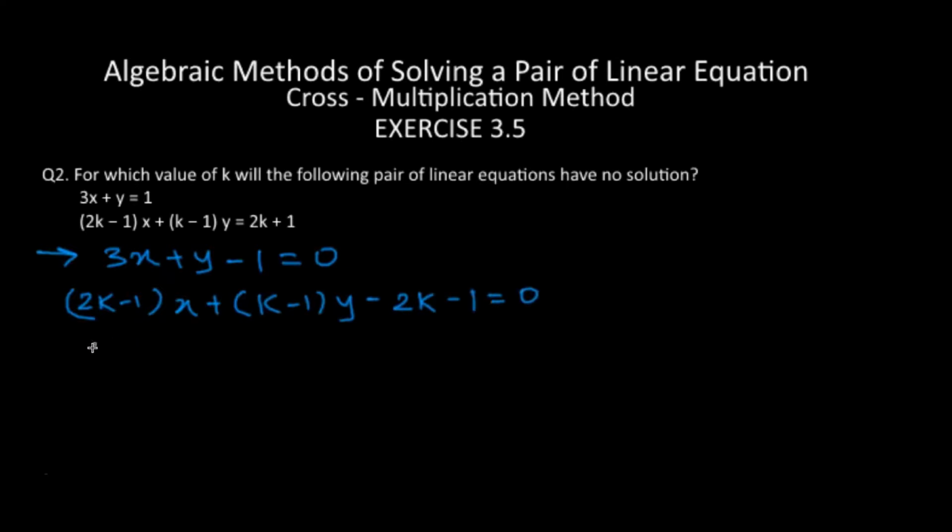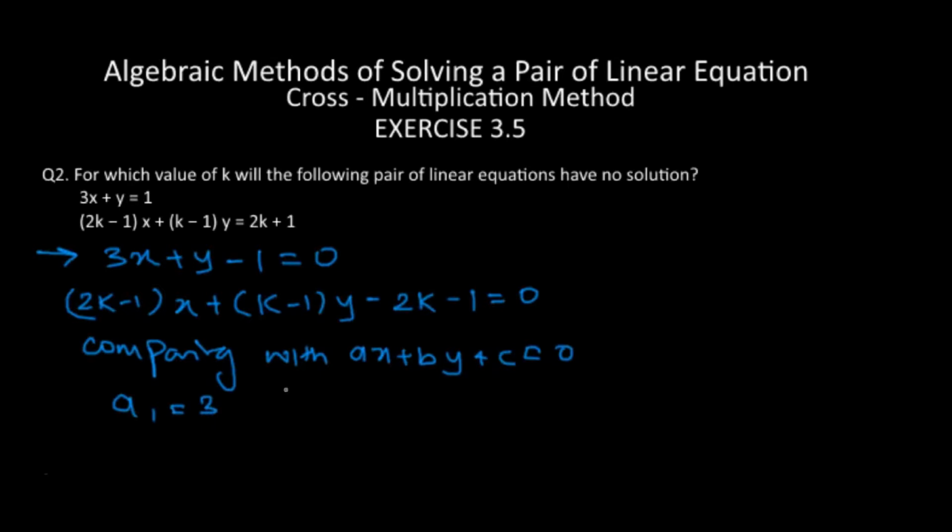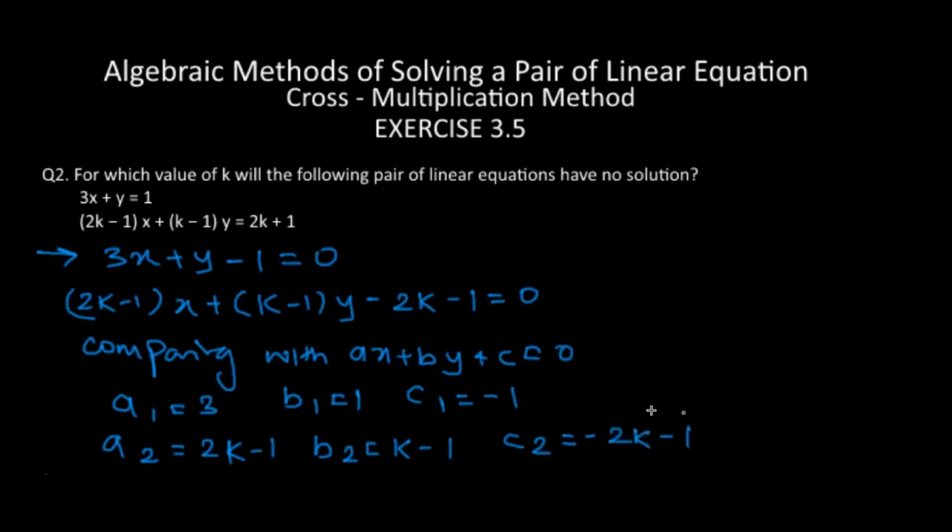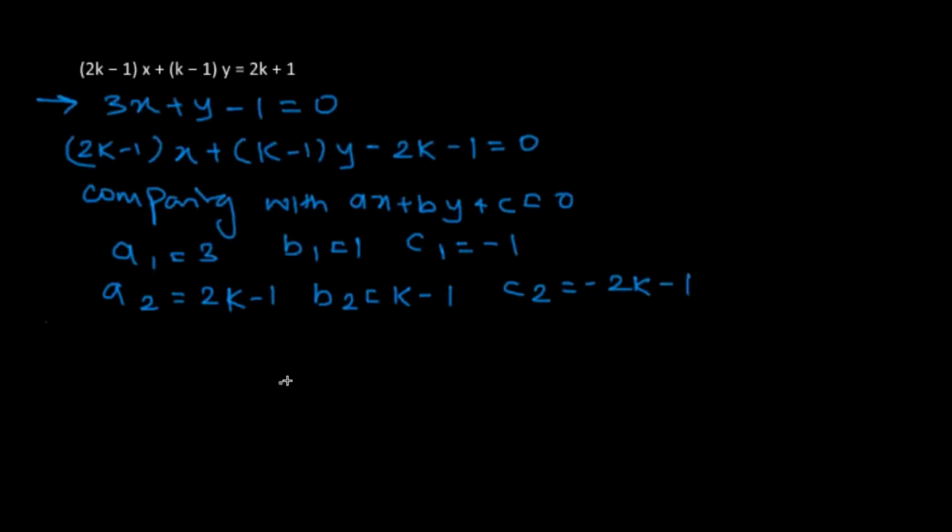Now comparing with the standard form, that is ax plus by plus c equals 0, you'll get a1 equals 3, b1 equals 1, c1 equals minus 1. From the second equation you'll get a2 equals 2k minus 1, b2 equals k minus 1, and c2 equals minus 2k minus 1. So once you have a1, a2, b1, b2, c1, c2, you can find the ratios.